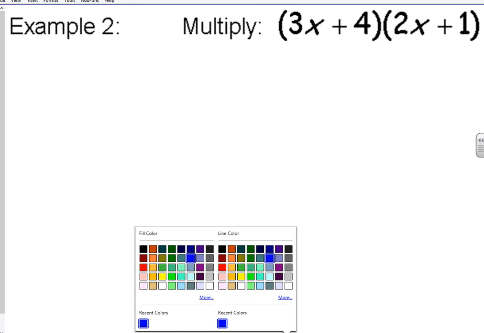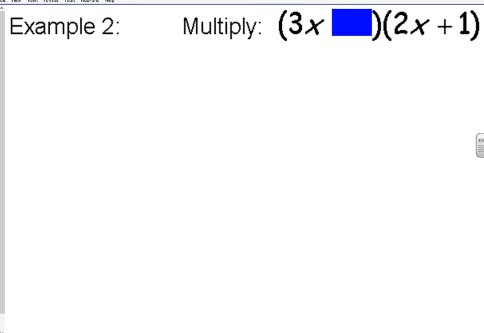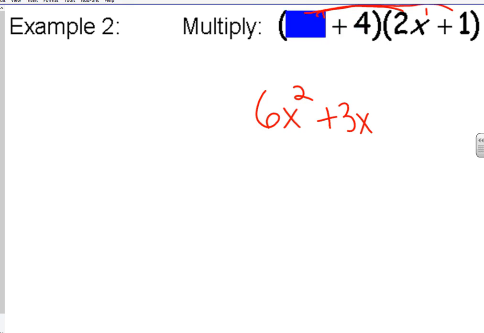I'm going to cover it up. Second term, distribute the first. 3x times 2x is 6x squared. Again, we're multiplying, so we add the exponents. 3x times 1 is positive 3x. Now, we're going to go ahead and cover up the other guy. We're going to distribute the second term. 4 times 2x is positive 8x. 4 times 1 is positive 4.